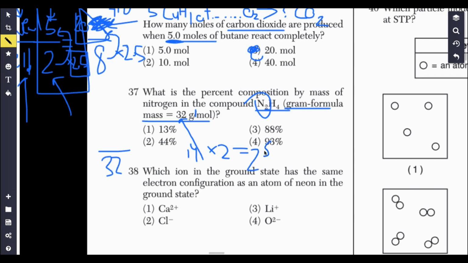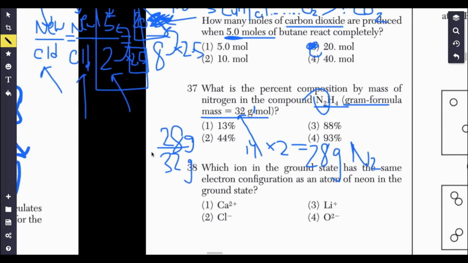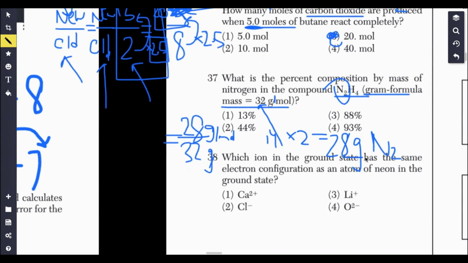So essentially, our nitrogen right over here weighs 28 grams. Now we have 32 grams in total, right? We have 32 grams per mole in total. And this nitrogen weighs 28 grams per mole. So if we divide these two things together and multiply by 100, we're going to get 87.5% on our calculator, which is around 88%.